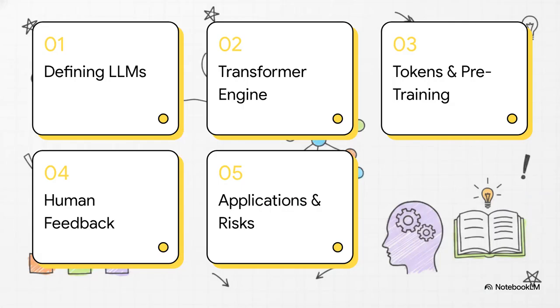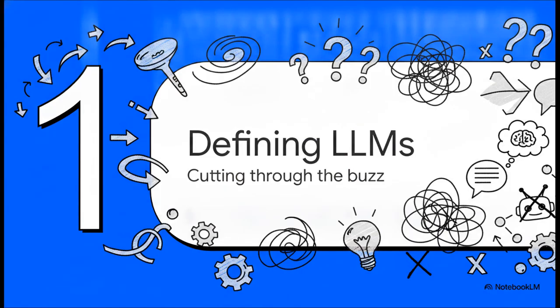Here is our quick roadmap for today. We'll start by defining large language models, then we'll look inside the transformer engine, explore tokens and massive pre-training, talk about teaching AI with human feedback, and finally, wrap things up with real-world applications and risks. All right, Section 1, Defining Large Language Models.